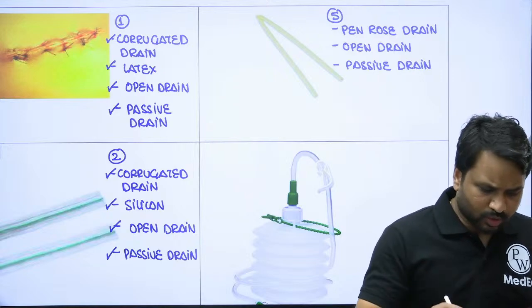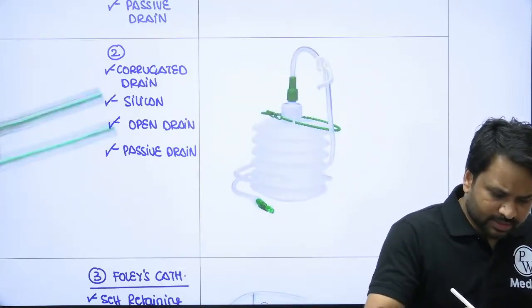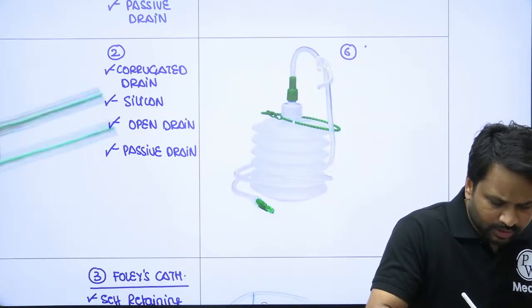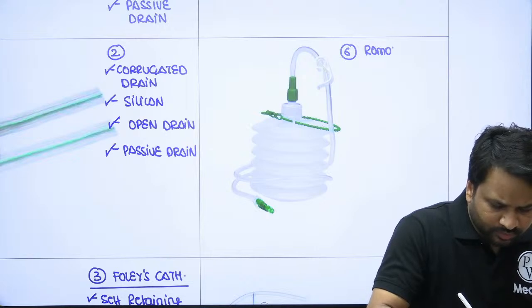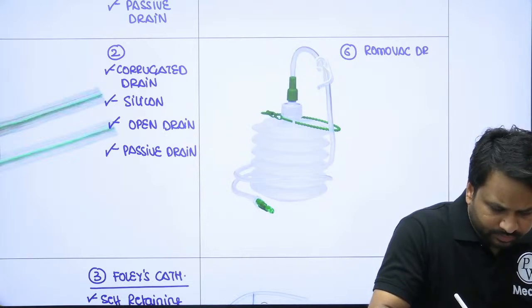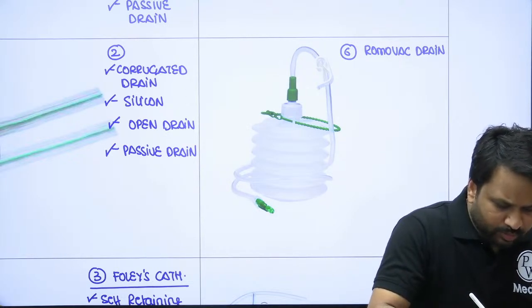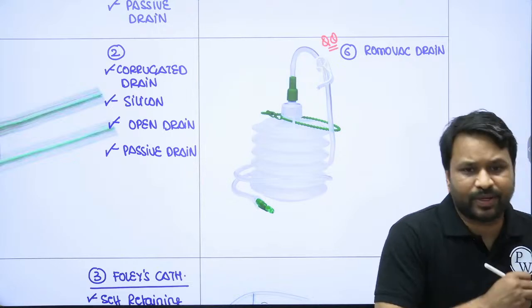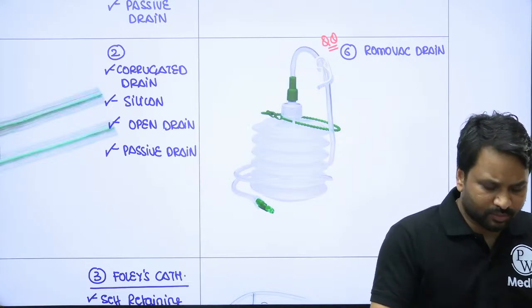Okay. Let's go down. So image number 6 that we have. This is what we call the Romo-Vac drain. Now this is going to be important from our exam perspective. They've asked you the image, they've asked you the same component here.